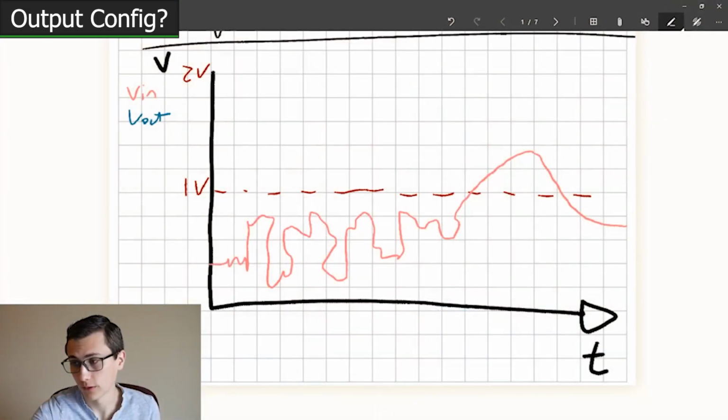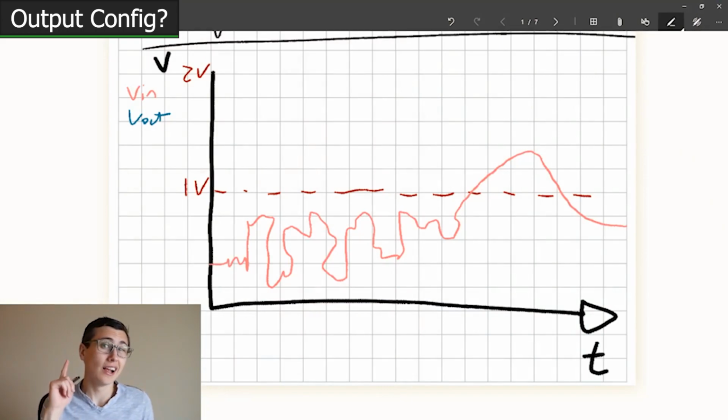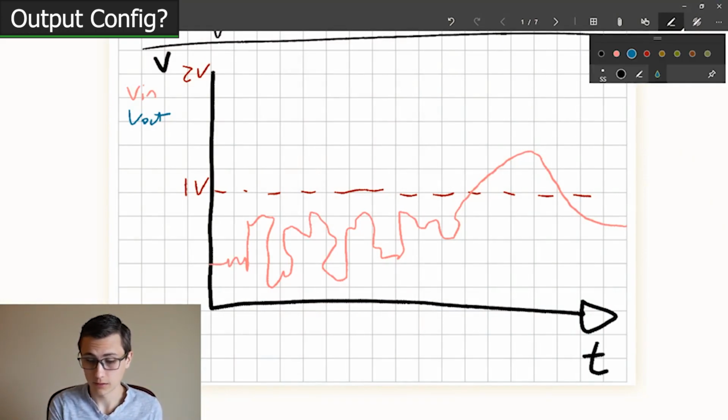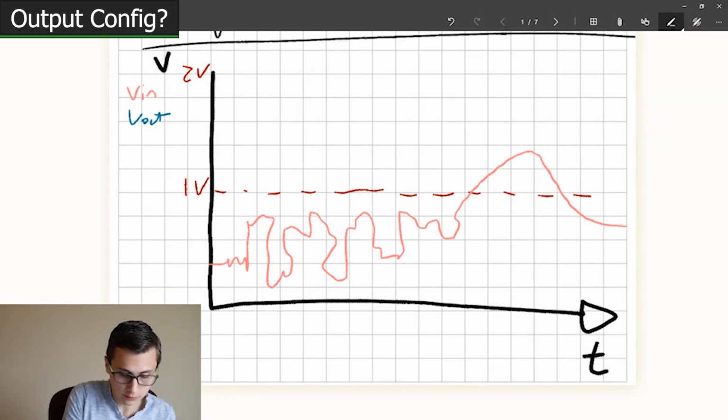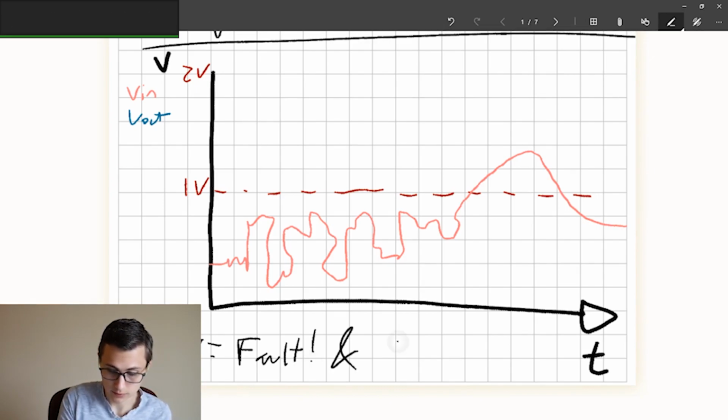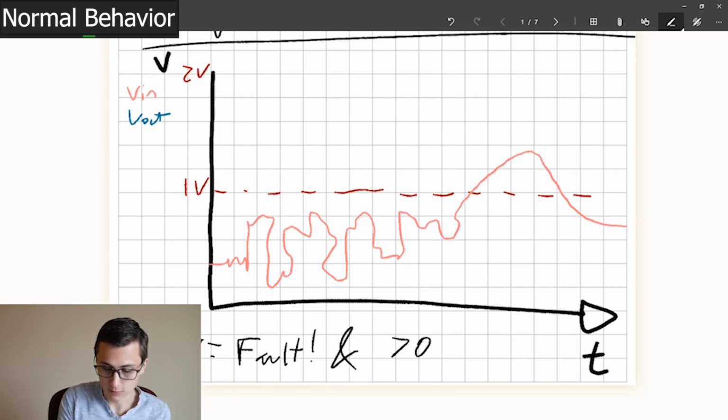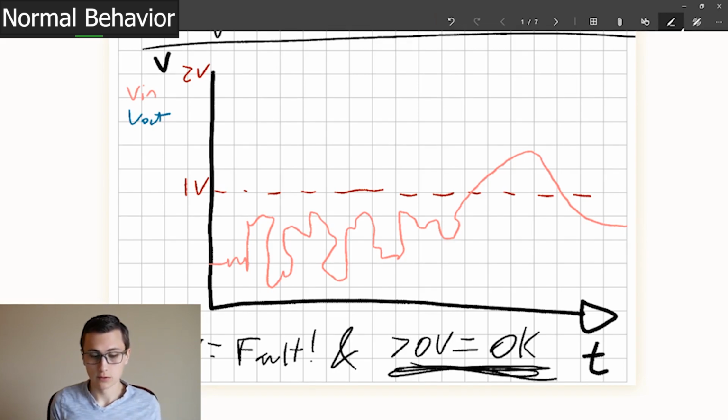Why did I need to talk through that? Because that was determining which state our error state is. That means that for this design, 0 volts equals fault, and the converse or inverse of that is that greater than 0 volts equals okay. So that means we're going to have our output pulled up to, well, probably 5 volts-ish, somewhere around 5 volts.